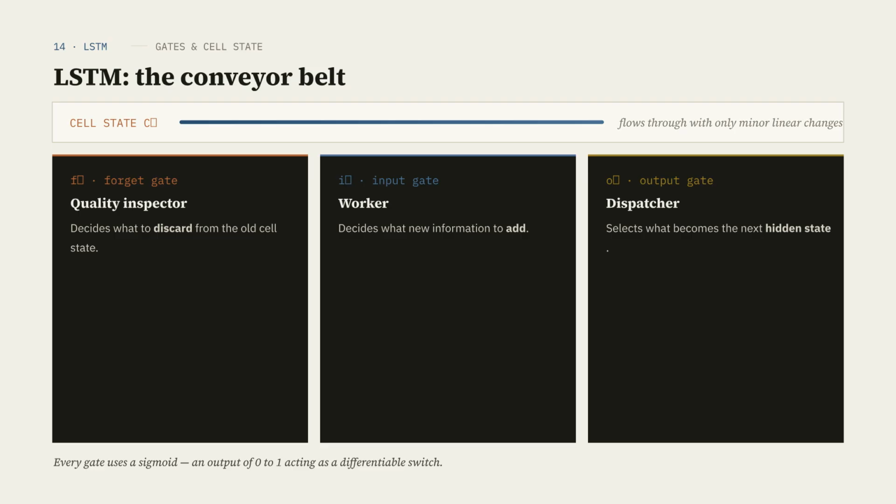The LSTM introduces a cell state acting like a conveyor belt, with 3 gates, forget, input, and output, regulating information flow. Because updates are additive rather than multiplicative, gradients flow much better, finally letting the network remember long-range dependencies.